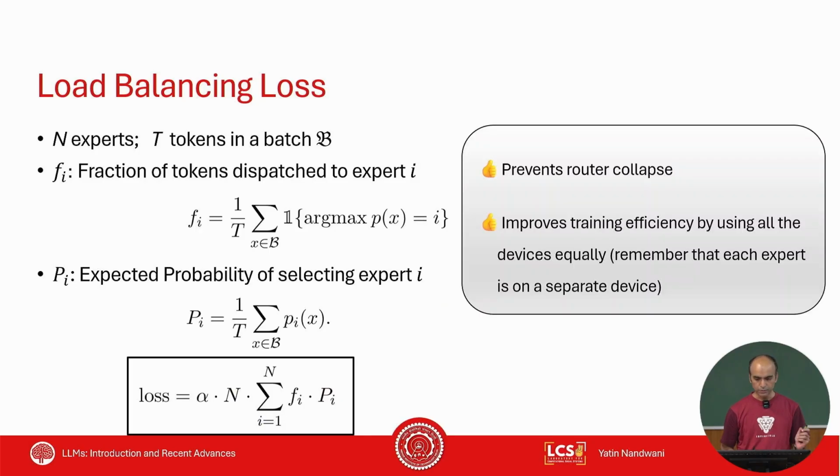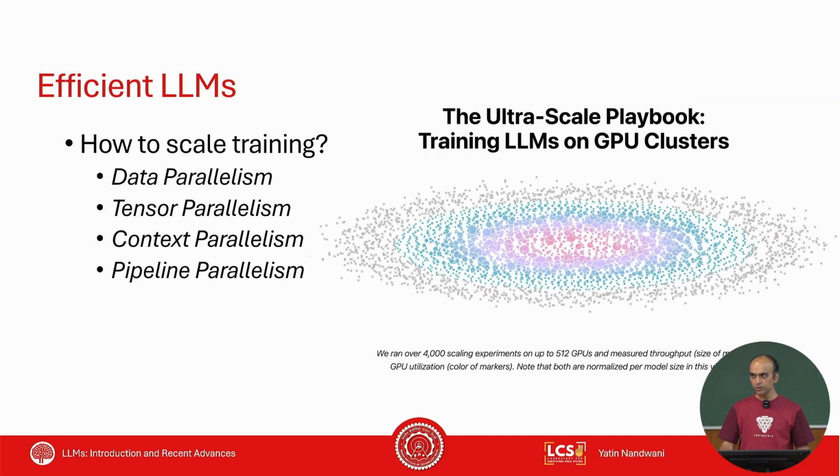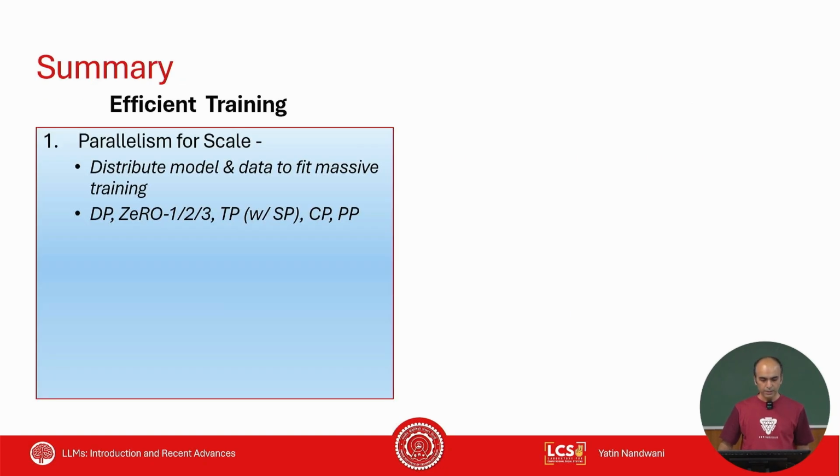So we covered this part as well, where we add a new loss term to prevent router collapse. Expert collapse did not happen because of the nonlinearity. We saw that the training time is in million GPU hours, and we have to exploit multiple GPUs. For that, we looked at various parallelism strategies: data parallelism, tensor parallelism, context parallelism, pipeline parallelism, and today expert parallelism as well. Together they are called 5D parallelism.